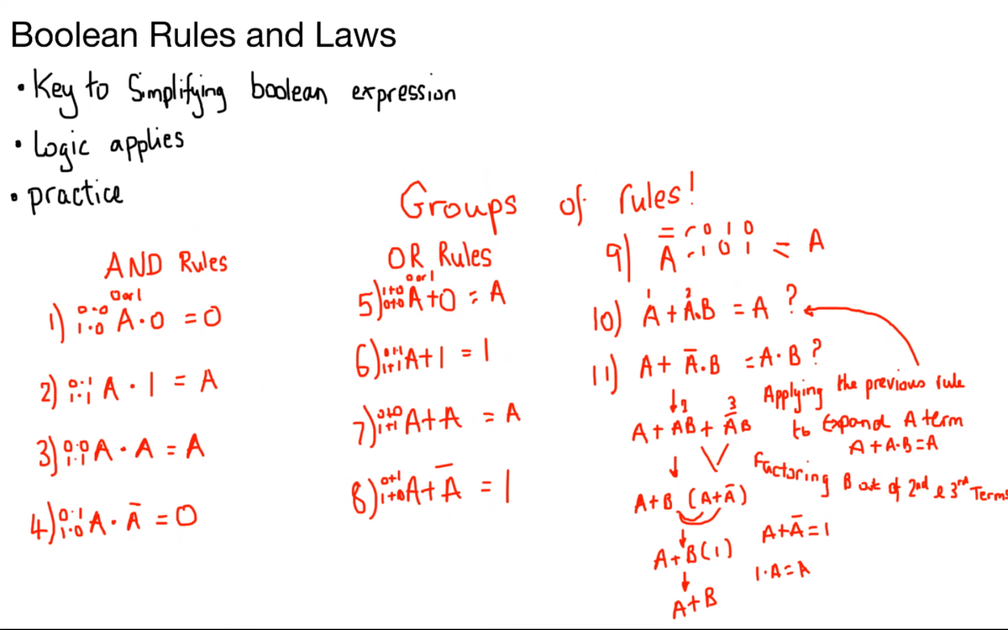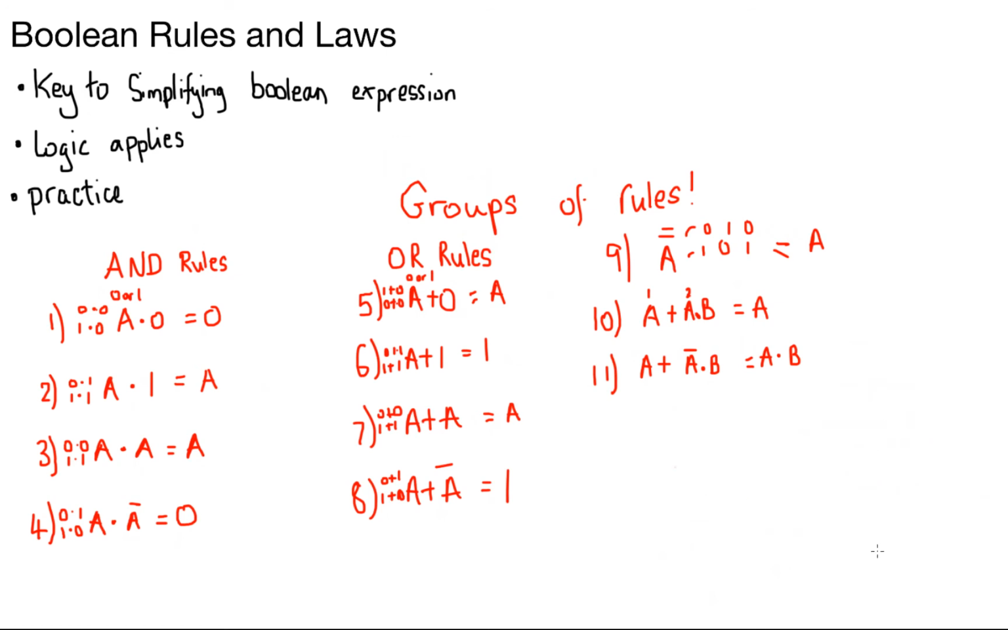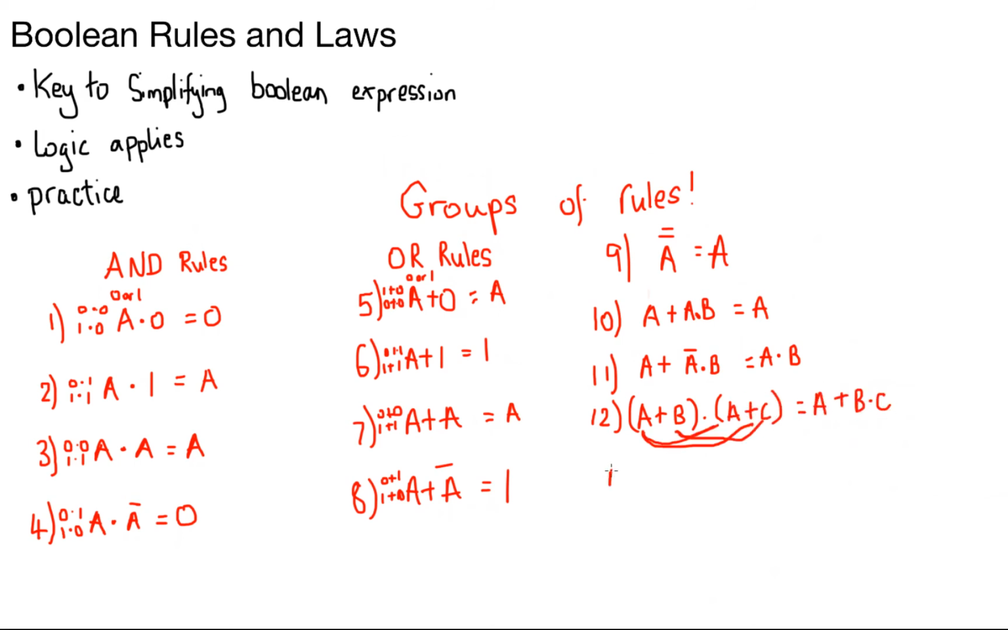Okay people, we're nearly there. We're on our last one now, number 12. And this rule says that A or B ANDed with A or C gives us A or B and C. And the first thing to do is multiply out the brackets. So I times A by A and A by C and B by A and B by C, which gives us A and A or A and C or A and B or B and C. And that's what we call distribution.